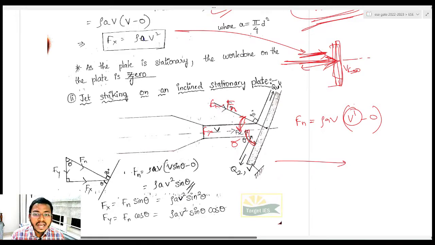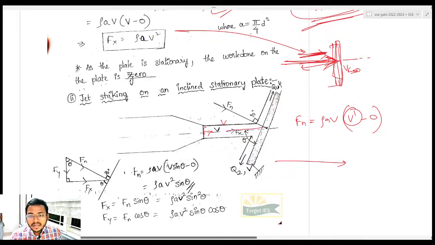What is it? So that will be 90 minus theta, because you know that is the force acting normal to the plate. Normal means 90 degrees. This should be 90 degrees, right? If this is theta, obviously the rest of the angle will be 90 minus theta, right? I hope it is very clear, right?